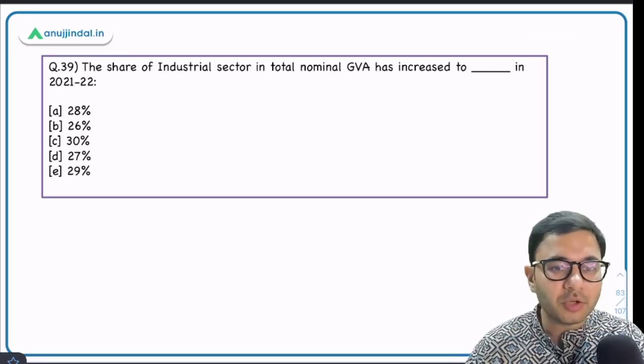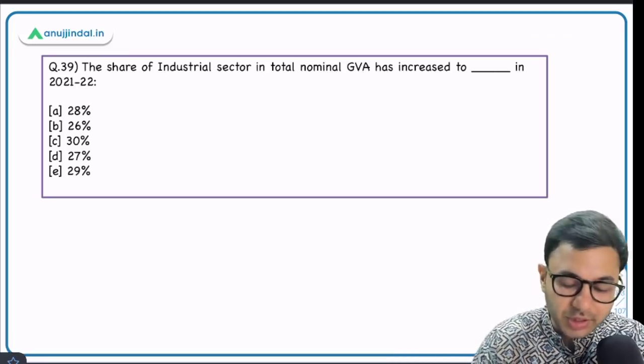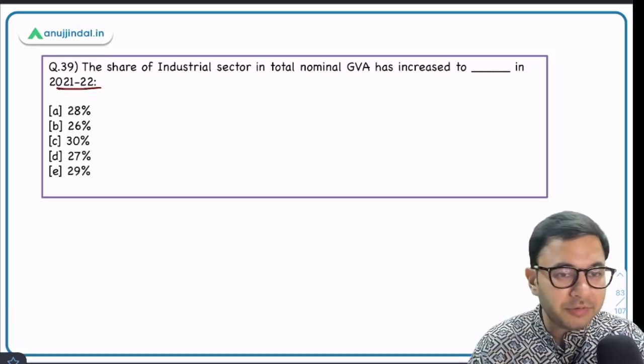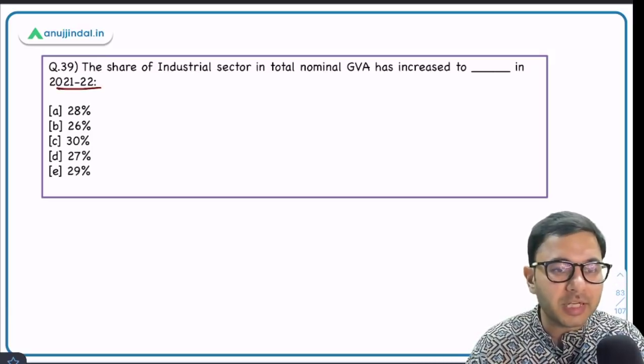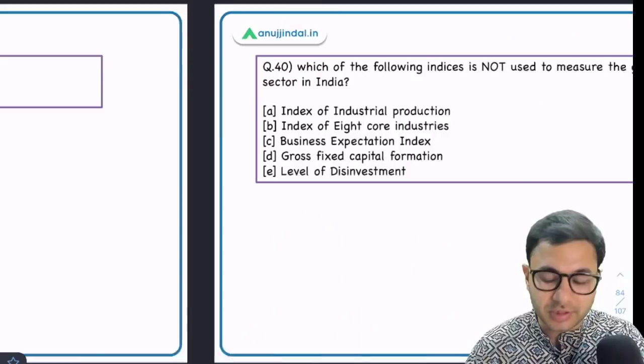Question 39. The share of industrial sector in total nominal GDP has increased to dash in 2021-22. A completely factual question. Ye options aapke saamne hai, aap dekh sakte hain easily. The correct option is option number A, 28%.